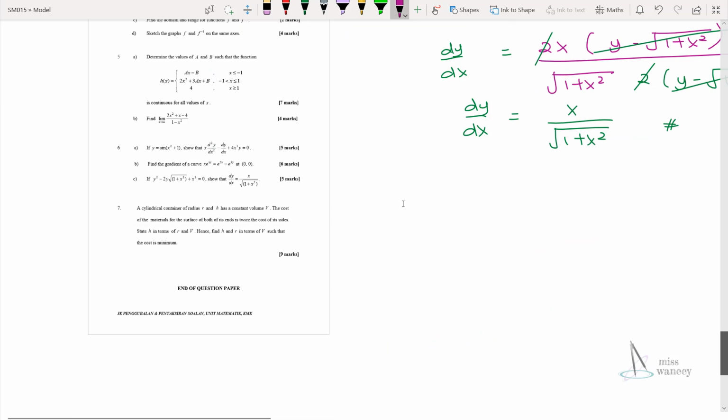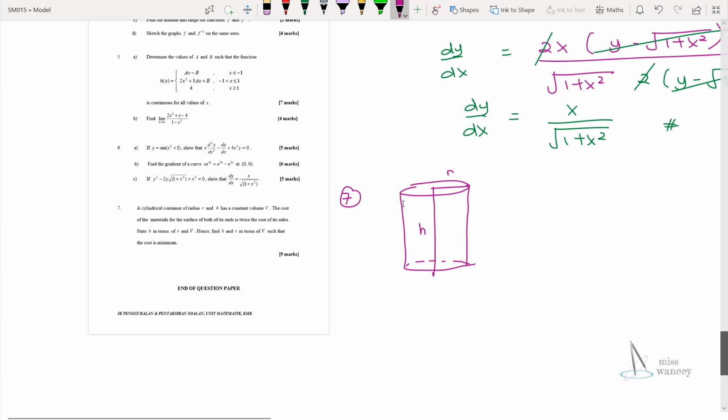Okay, so question number 7. A cylindrical container of radius r and height h has a constant volume v. Okay, so cylinder. Let me draw the cylinder first. And then radius r. So radius r, the height is h, and the volume is v. The cost of the material for the surface of both its end is twice the cost of its side.